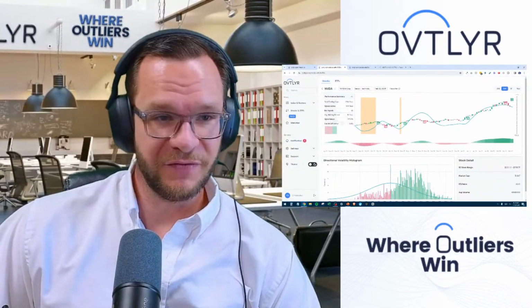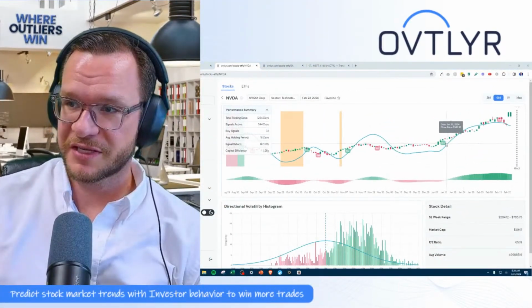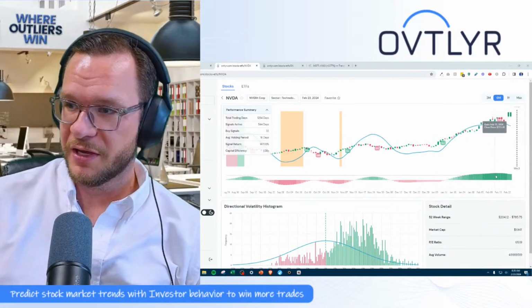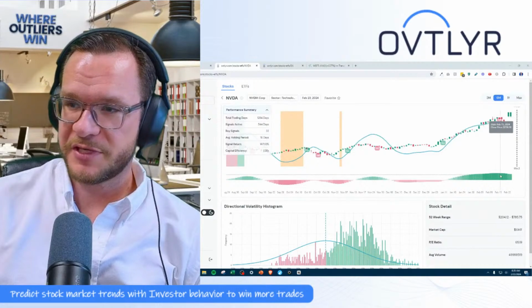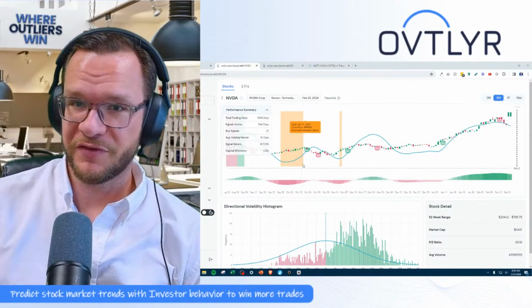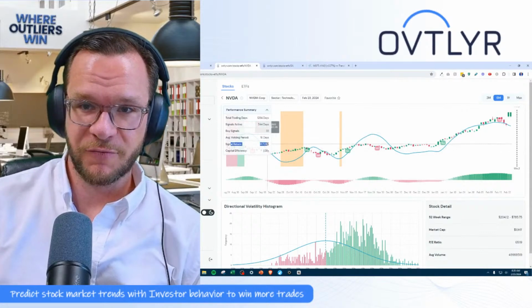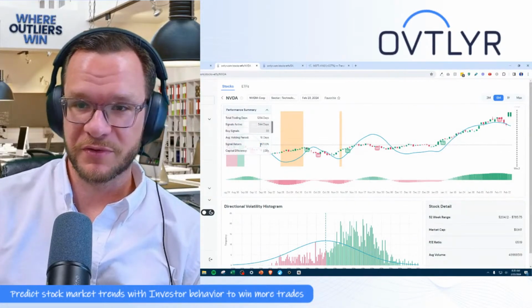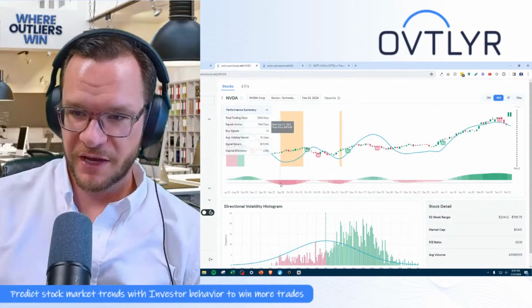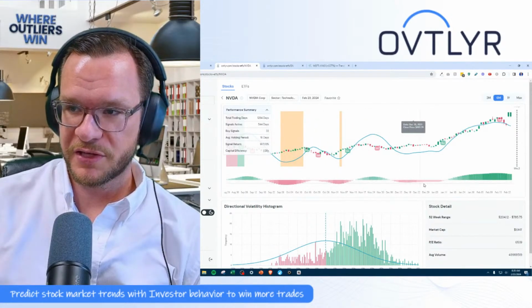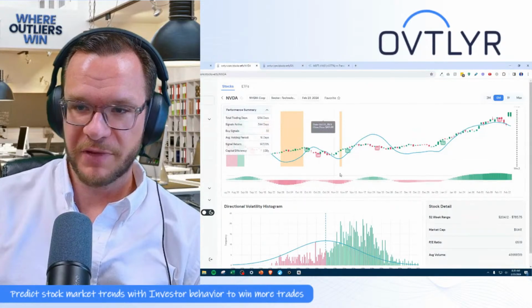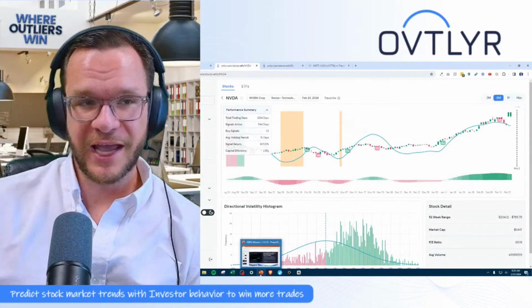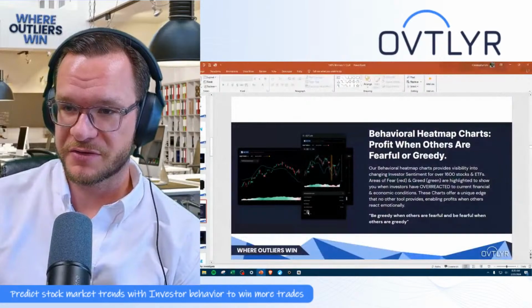In fact, on NVIDIA, we just got a big sell signal after the huge run up into the deep greed category right here. And we got a sell signal almost right at the very top of NVIDIA. So tremendous returns on this at 1,471.13% returns there. This behavioral heat map chart is available on all the charts, and it's just right there on top of the chart overlay, making it really easy to find and look at just how fearful or how greedy the investors are getting.